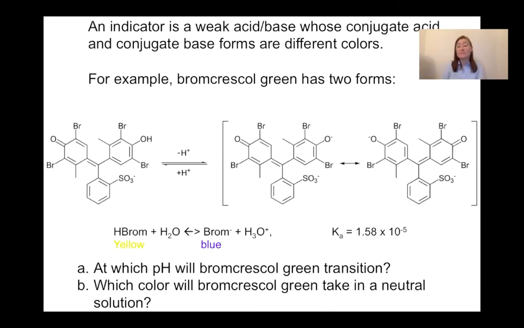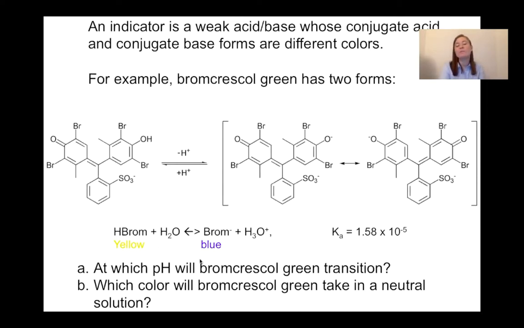Okay, so let's look more specifically at bromcrystal green. Bromcrystal green has 2 forms, and I actually put in the Lewis-Dot structures for both of these, right? So here's the acid version, right, which is yellow. The acid version of bromcrystal green can lose this proton, and so this oxygen can become negatively charged, and if that happens, then there'll be a resonance structure where these 2 oxygens are actually sharing the negative charge. And this compound is blue.